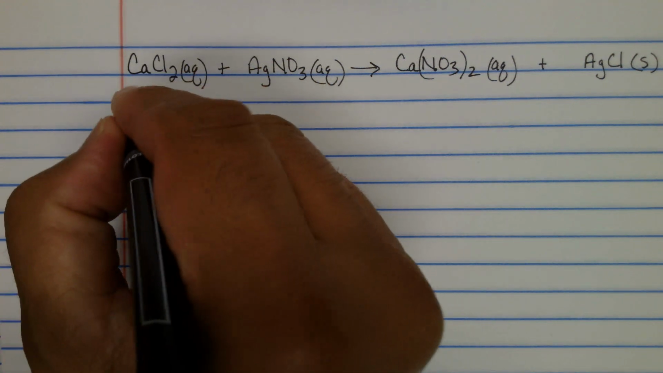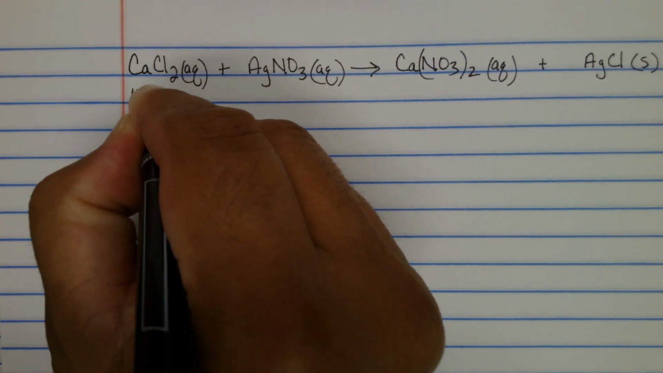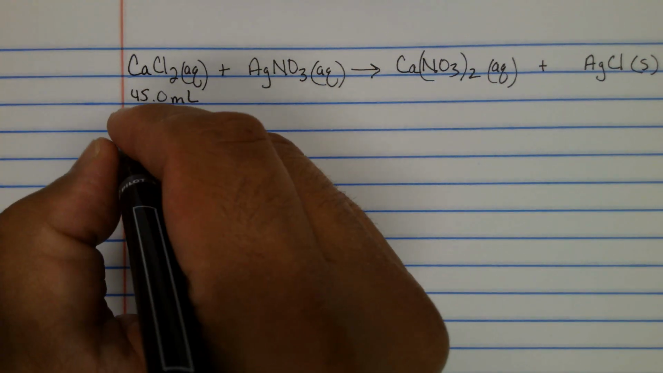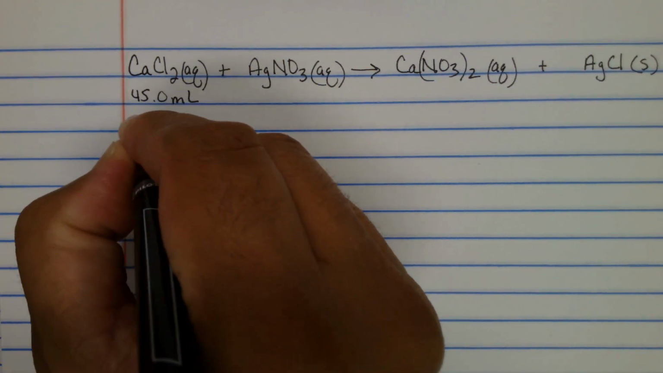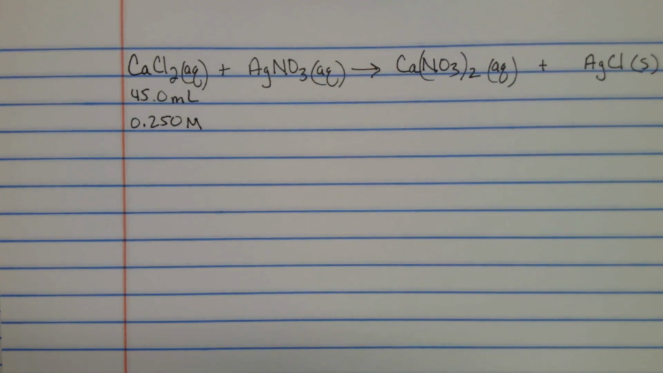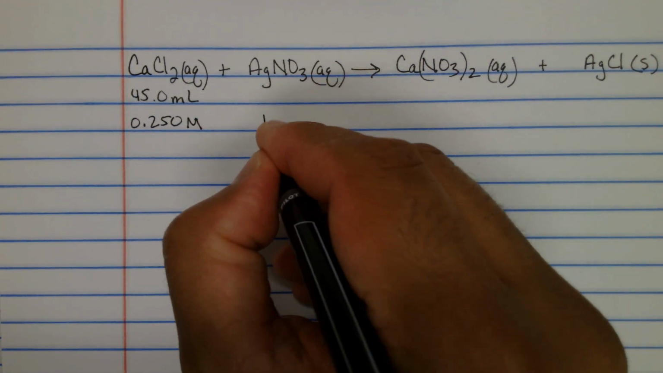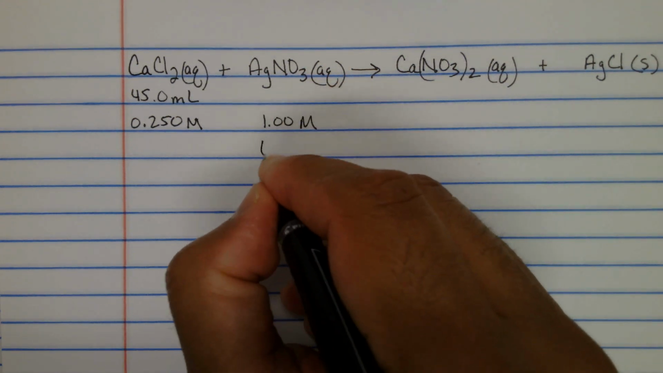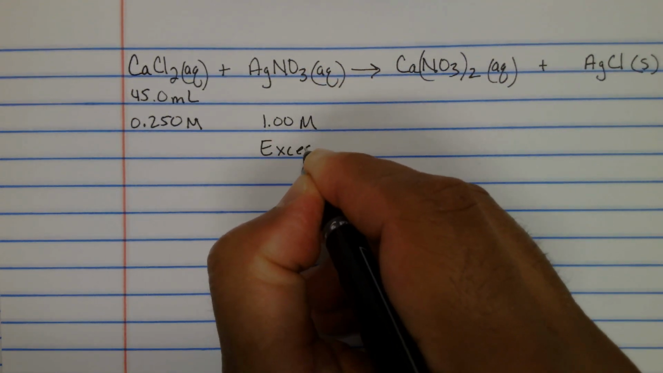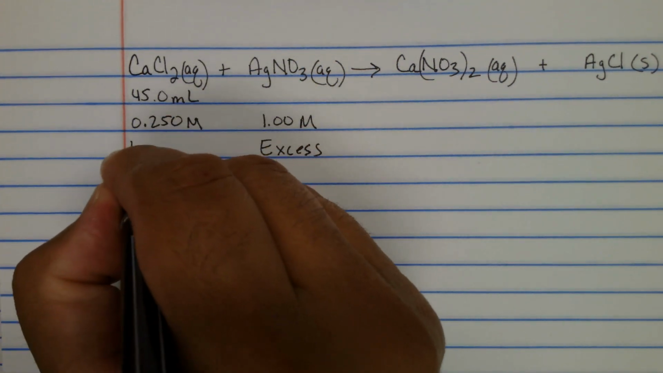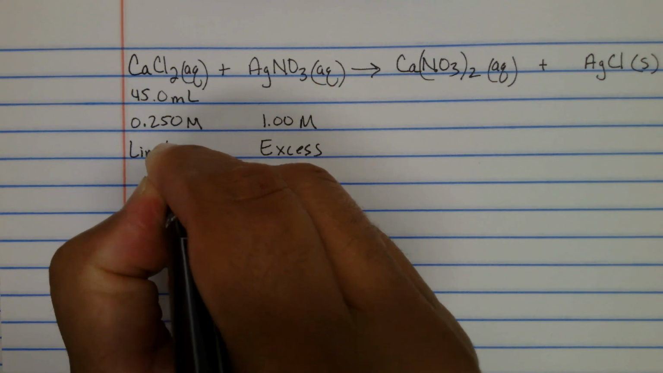Our problem also tells us that we have 45.0 milliliters of our calcium chloride, and the molarity is 0.250 molar. We have a 1 molar solution of the silver nitrate, but we also are told that this is an excess. That means that our calcium chloride is the limiting reactant.